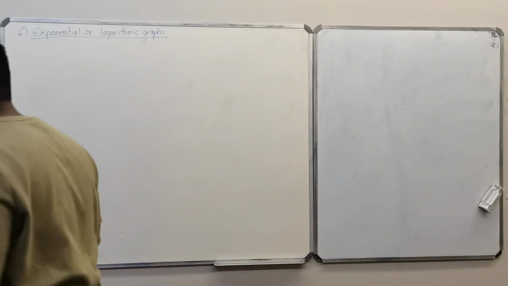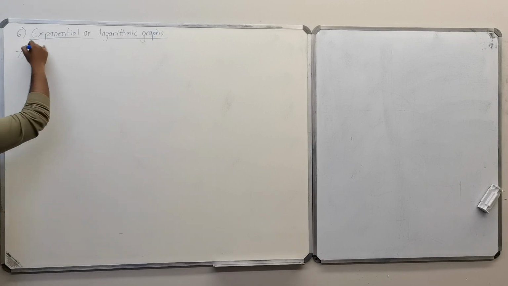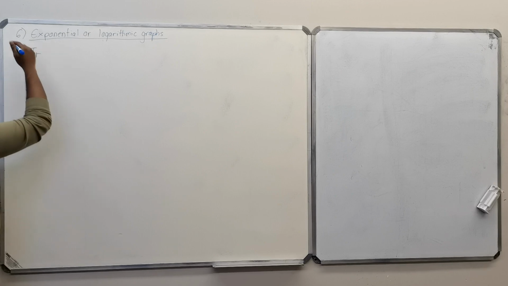Now we're on trigonometric graphs. So this would be point number 7. Logs was 6. This is 7. Right? Oh, no, easy.